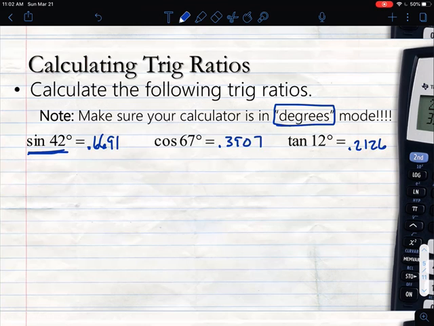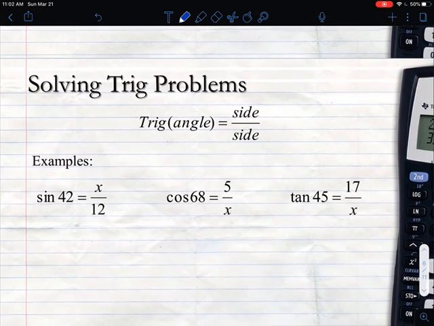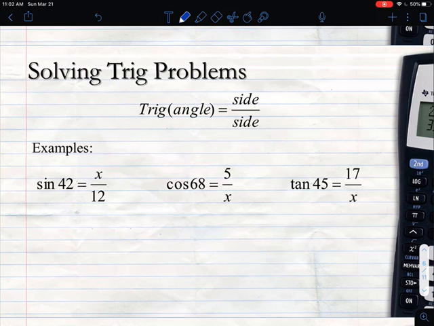Now, taking all that stuff that we just learned, what we're going to try to do is put it all together and teach you how to solve trig equations. So how do I solve for missing sides or missing angles of a triangle? Right now, we're just going to focus on the sides. How do I find a missing side in my triangle using these trig ratios?